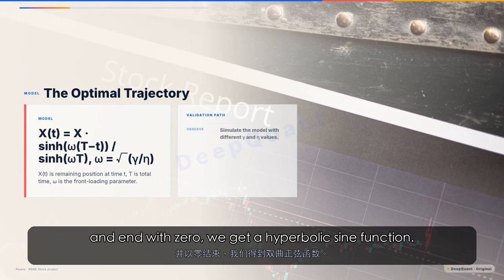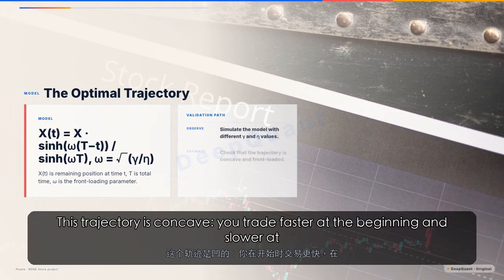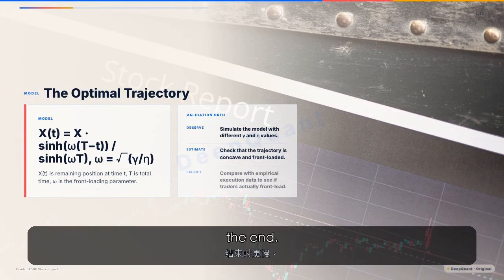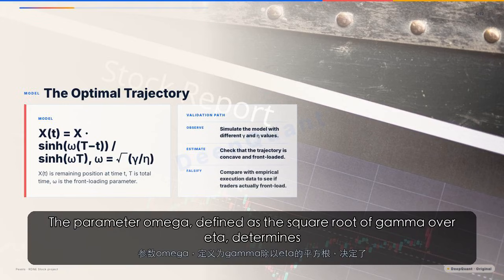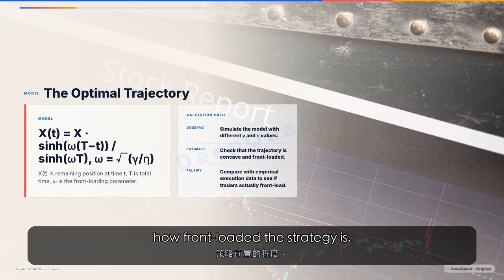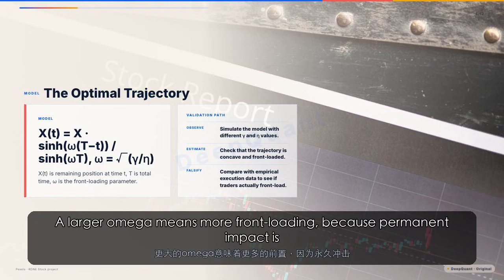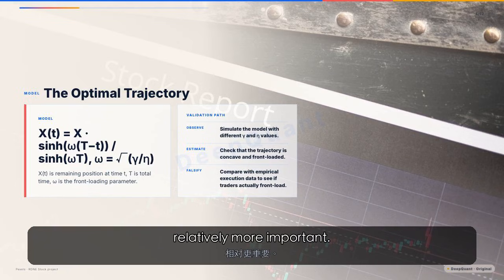hyperbolic sine function. This trajectory is concave. You trade faster at the beginning and slower at the end. The parameter omega, defined as the square root of gamma over eta, determines how front-loaded the strategy is. A larger omega means more front-loading, because permanent impact is relatively more important.